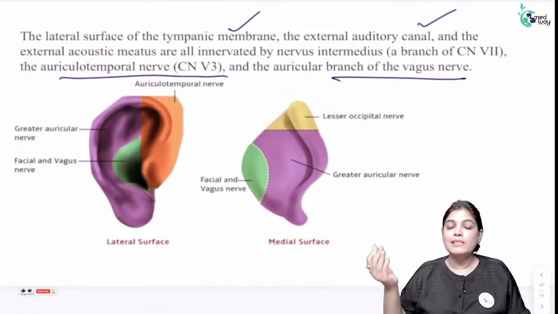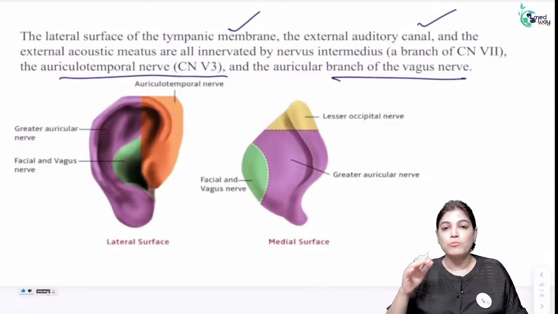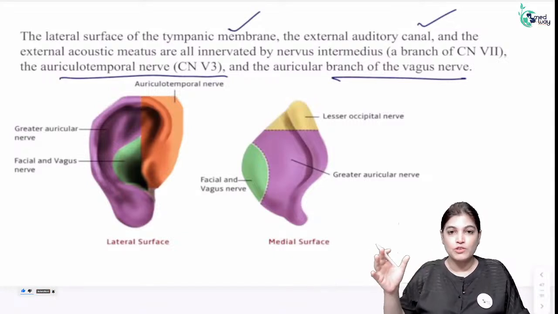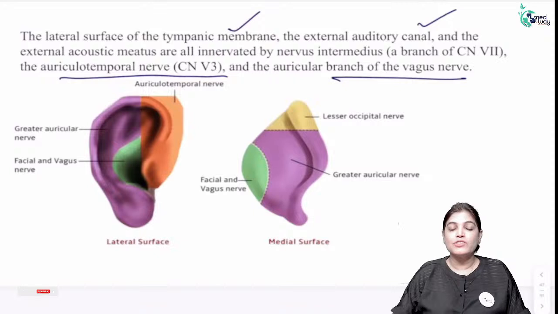Actually, when you see the ventral aspect of the brainstem at the pontomedullary junction, the nerves are emerging out. At the pontomedullary junction, as you proceed from medial to lateral, the nerves emerging are the abducens nerve, the sixth cranial nerve. Then we have the motor part of the facial nerve, then the nervus intermedius, and then the vestibulocochlear nerve.